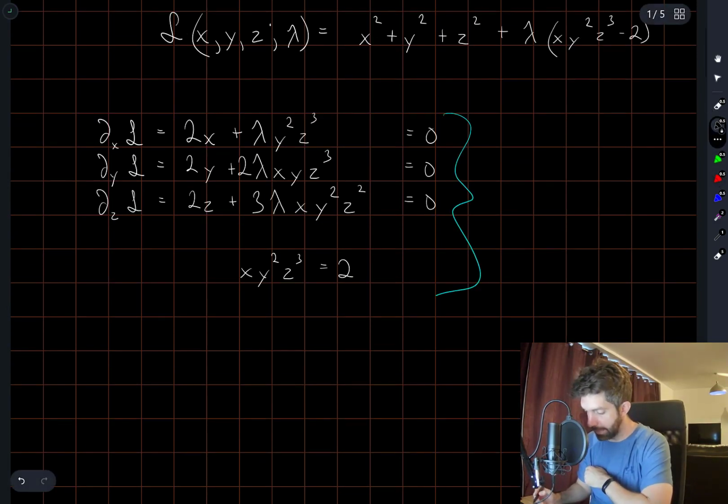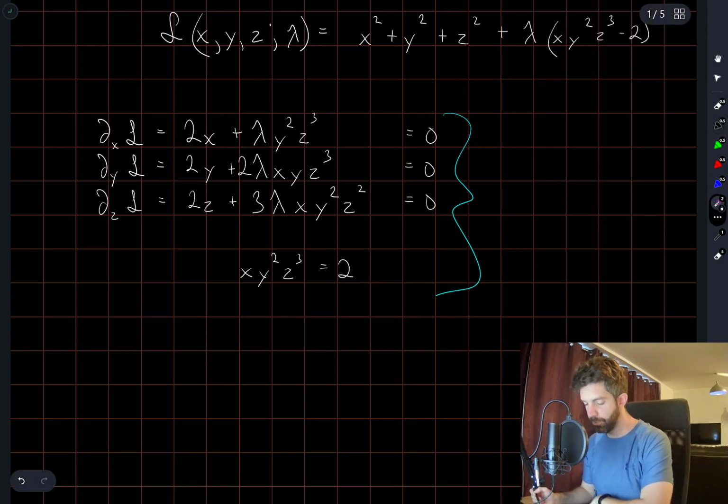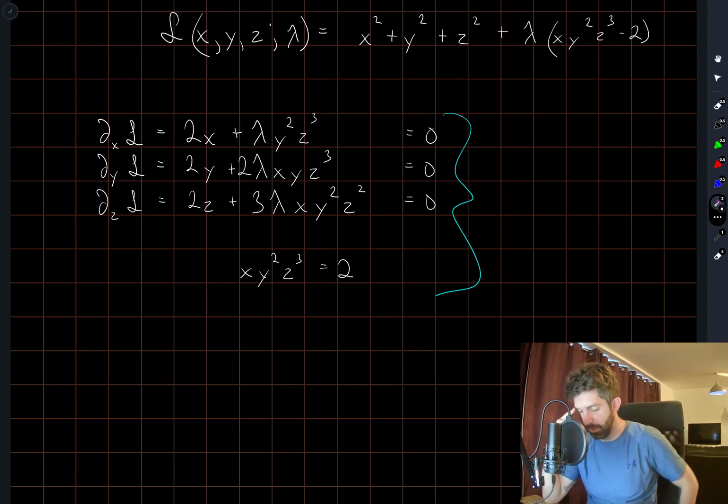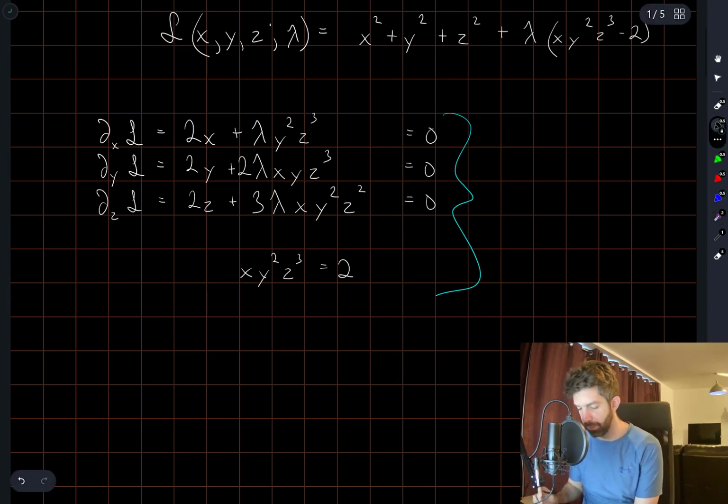Okay, so after doing this, I get a system of equations that I need to solve. I have 4 equations and 4 unknowns. 3 of these equations come from partial derivatives, and the last equation comes from the constraint itself. Lambda is an unknown here, but I don't really need to solve for lambda. I really only need to solve for x, y, and z. So I'm going to think a little bit about how I might do that. It might just be playing around with some algebra. It looks like it might be a little bit messy, but maybe we'll be able to get to something.